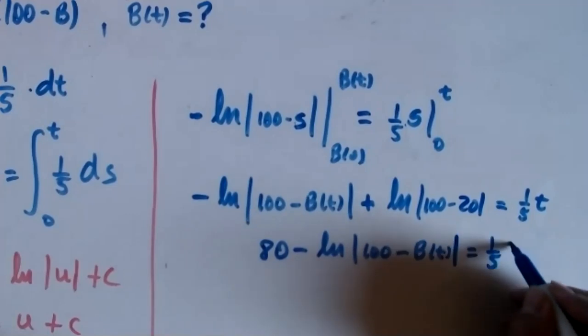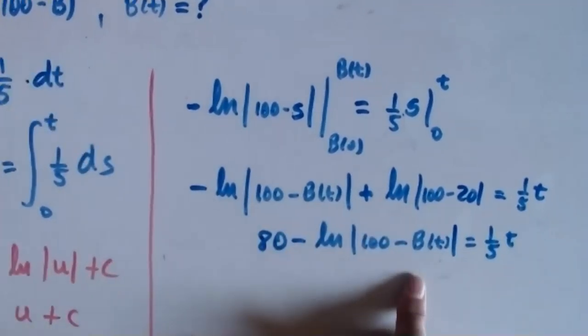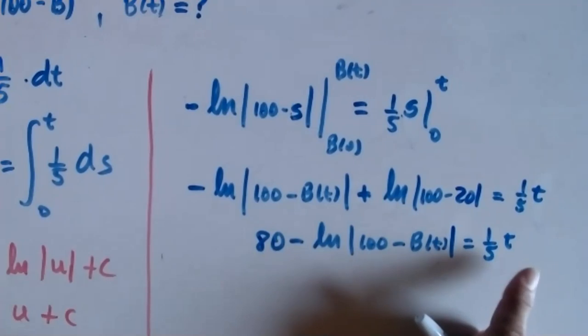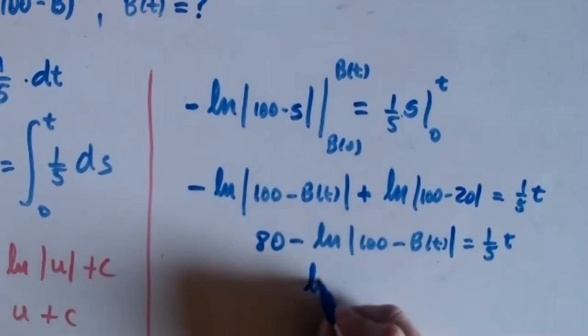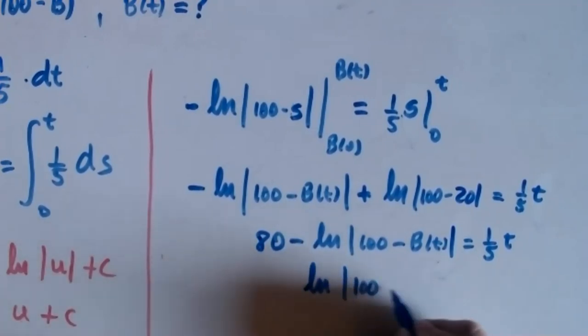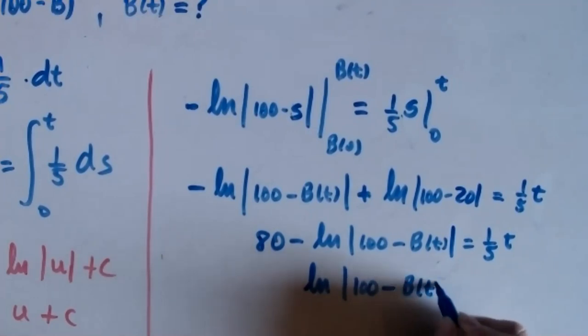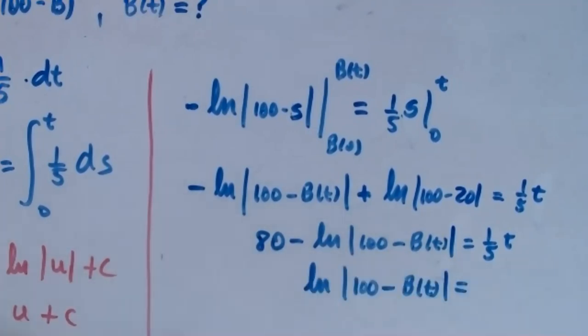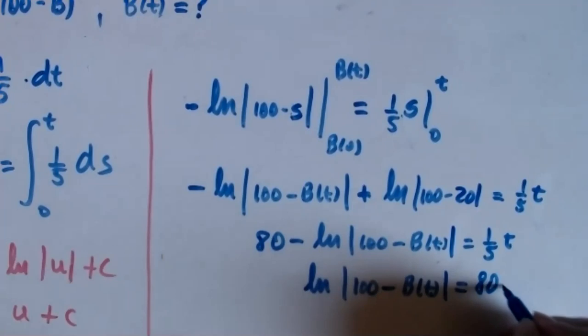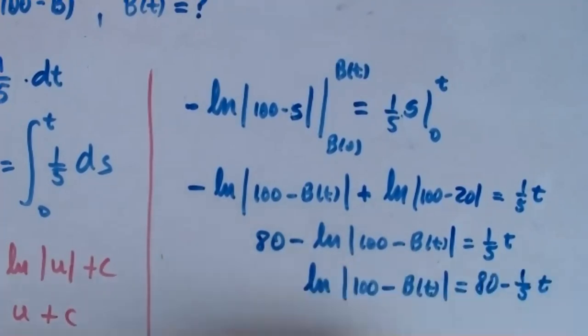Equals 1/5 of t. Now what you can do, you can move this, or you can put this on this side, so you can have ln of 100 minus b of t equals ln of 80 minus 1/5 of t. So I'm just mixing my things, putting them together. And how do you remove this one?